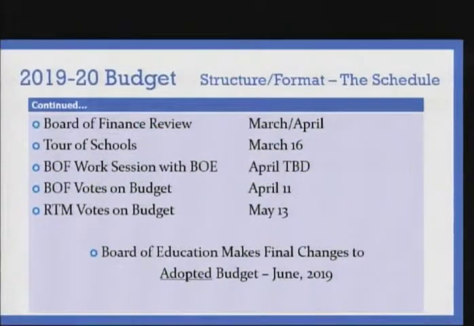The Board of Finance will review in March and April. We'll also do a tour of the schools on March 16th. To be determined are our work sessions that we always have with the Board of Finance. And the Board of Finance will vote on the budget on April 11th. And again, the RTM will vote on the budget on May 13th.